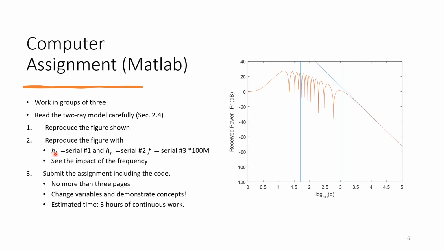Let's say the height of the transmitter is the serial number of the first student, the height of the receiver is the serial number of the second student, and the frequency is the serial number of the third student multiplied by 100 megahertz. I would like you to see the impact of frequency, so you might play with the frequency and compare figures. It's an open-ended problem, so please play with things and show me that you understand what's going on. Submit the assignment, including the code, no more than 3 pages; change variables and demonstrate concepts.